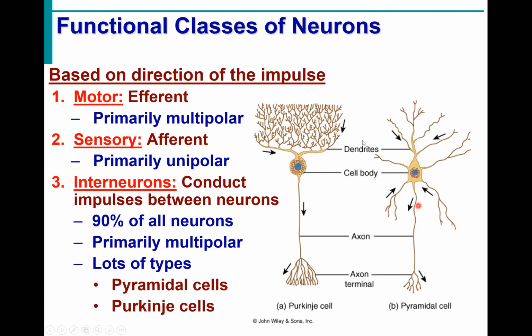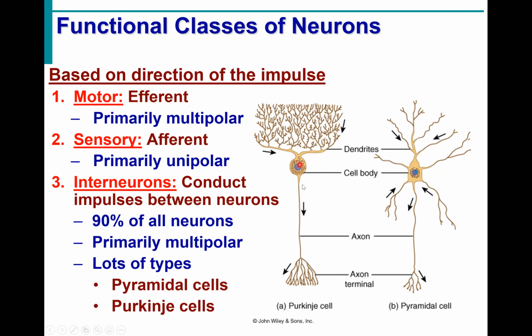What I have here are 2 multipolar neurons. Notice this one has 2 dendrites and a single axon. This one has 1, 2, 3, 4, 5 dendrites and 1 axon. So both of these are multipolar. They have slightly different shapes.